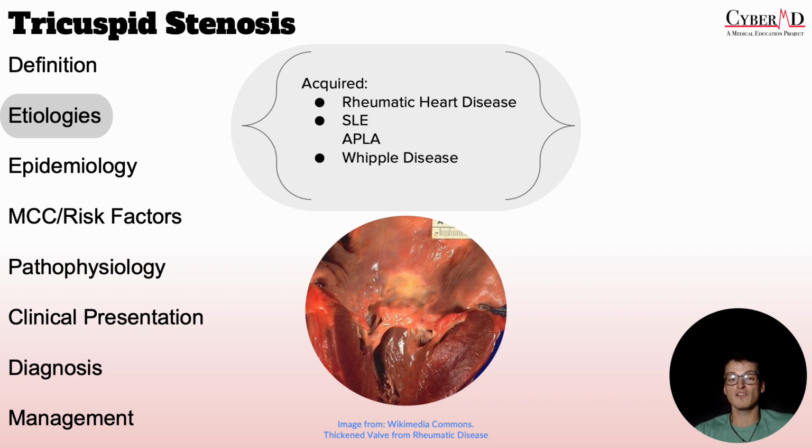In anti-phospholipid antibody syndrome, the immune complexes that form can damage the tricuspid valve, but again, in this pathology of anti-phospholipid antibody syndrome, it's usually going to affect the mitral valve. Just know that it is possible for it to also affect the tricuspid valve as well.